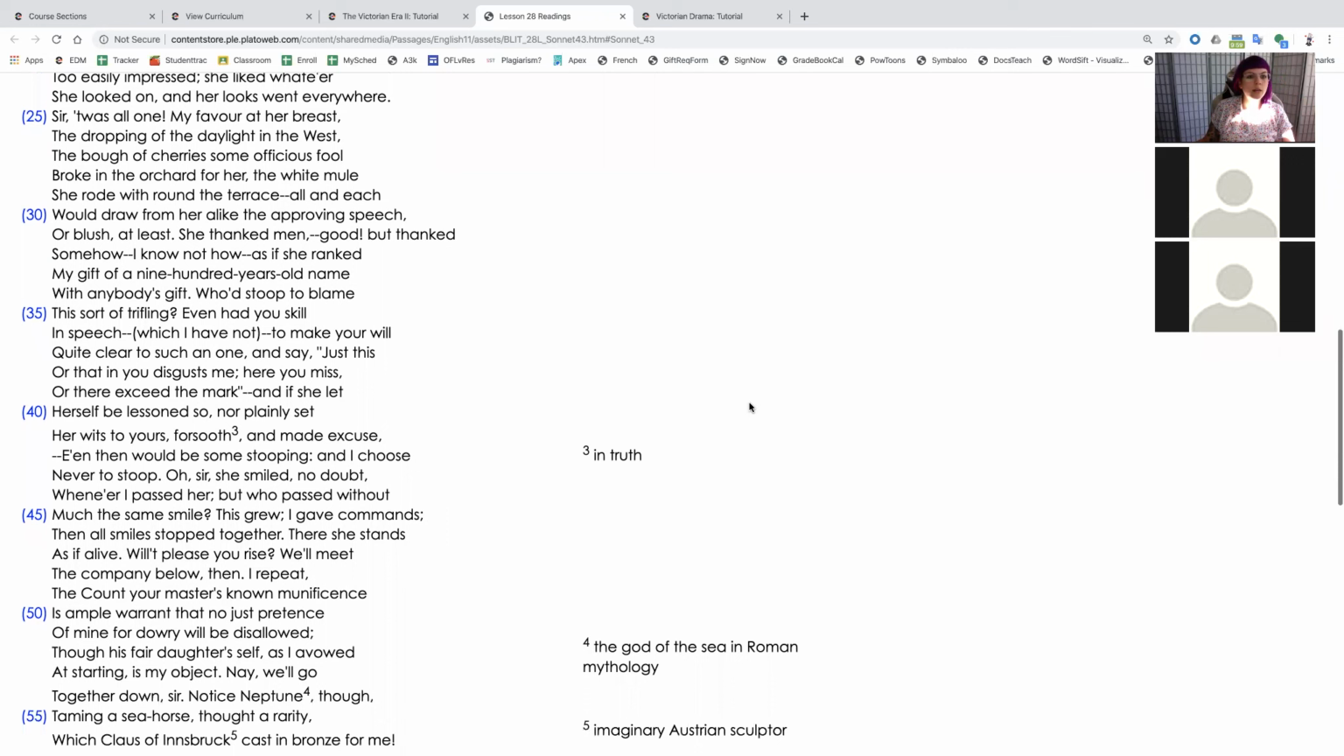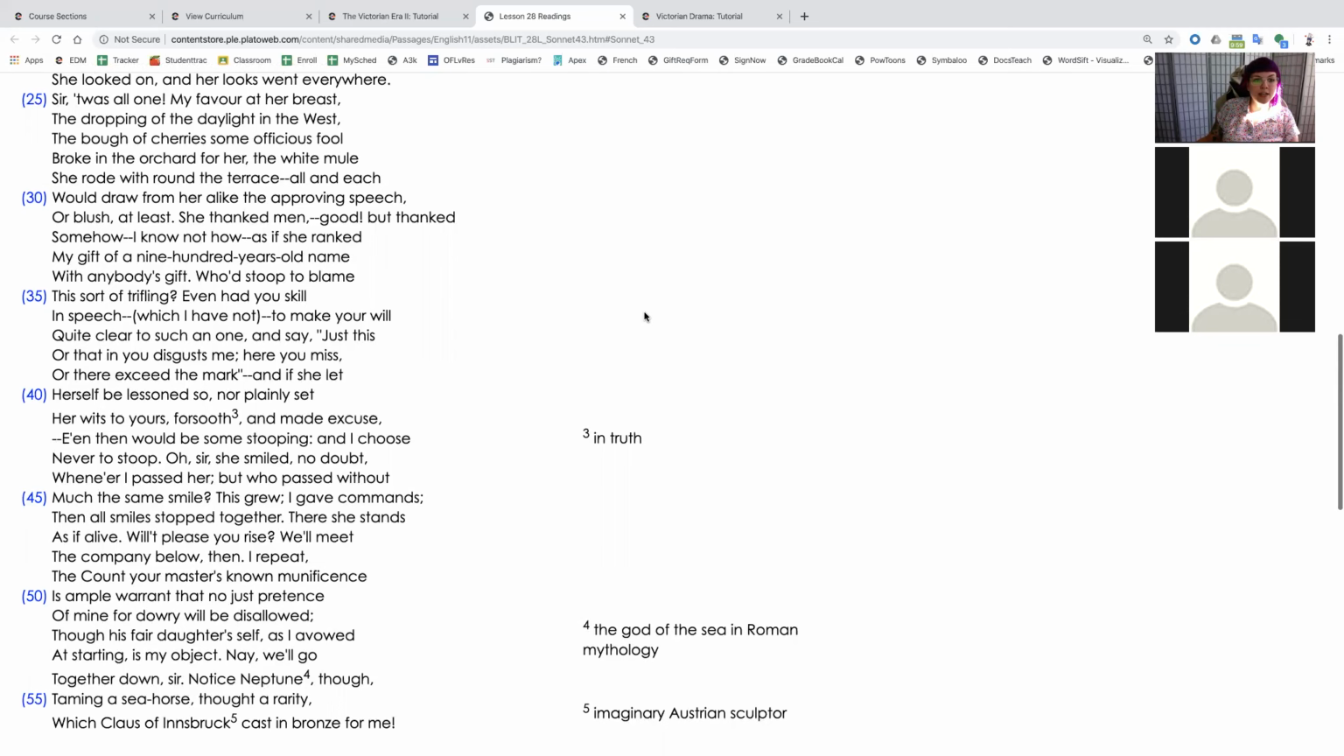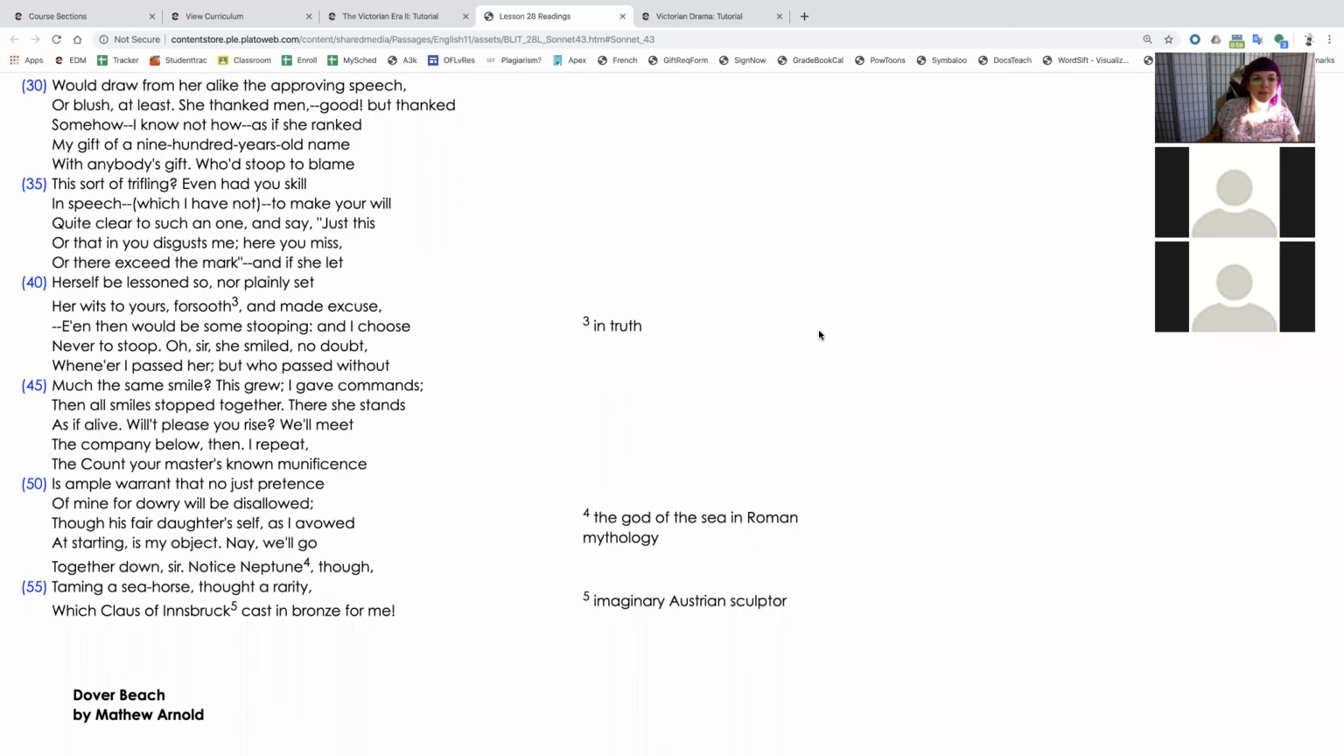Sir, 'twas all one, my favor at her breast, the dropping of the daylight in the west, the bough of cherries some officious fool broke in the orchard for her, the white mule she rode round the terrace, all and each would draw from her alike the approving speech, or blush at least. She thanked men, good, but thanked somehow, I know not how, as if she ranked my gift of a 900-year-old name with anybody's gift. Who'd stoop to blame this sort of trifling?